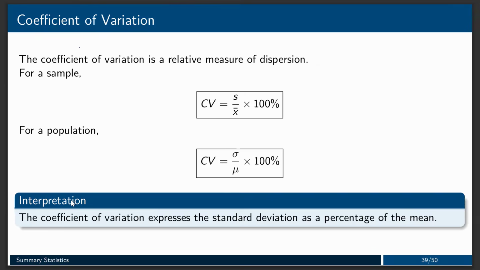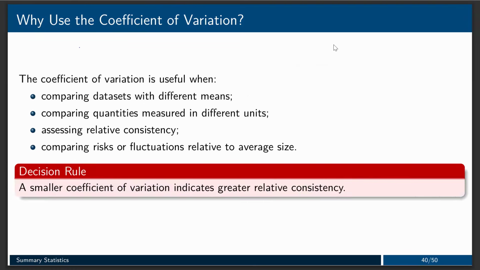So how do we interpret this? The coefficient of variation expresses the standard deviation as a percentage of the mean. So this is a step ahead of the standard deviation. Now let's look at why we should use the coefficient of variation. It's useful when you are comparing data sets that have different means.